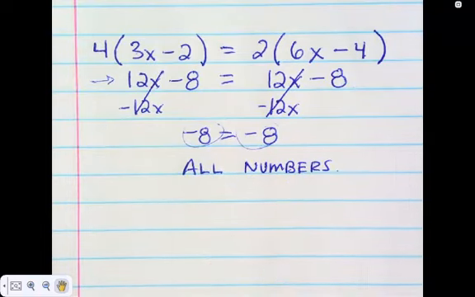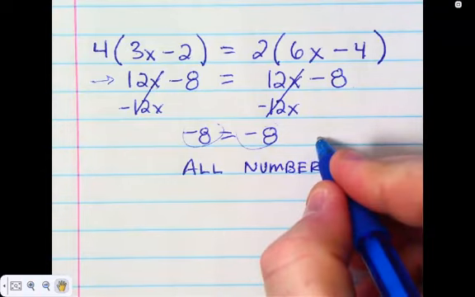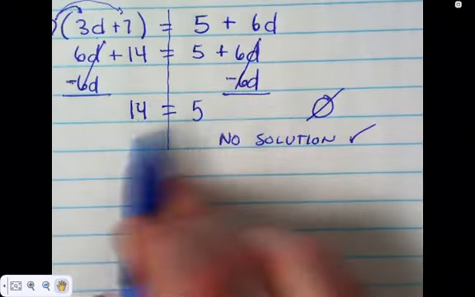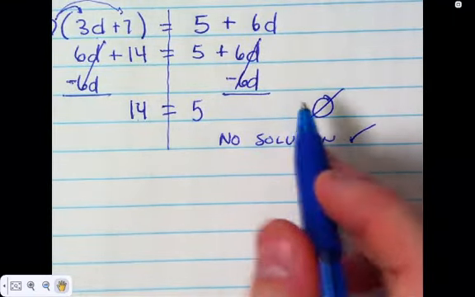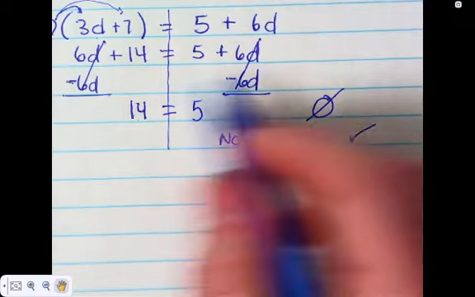So we talked about in class today the difference between when we get all numbers, they have to be equal, and then back up here again, when they're not equal, there's no solution. And this only works out when our variables are canceled out.